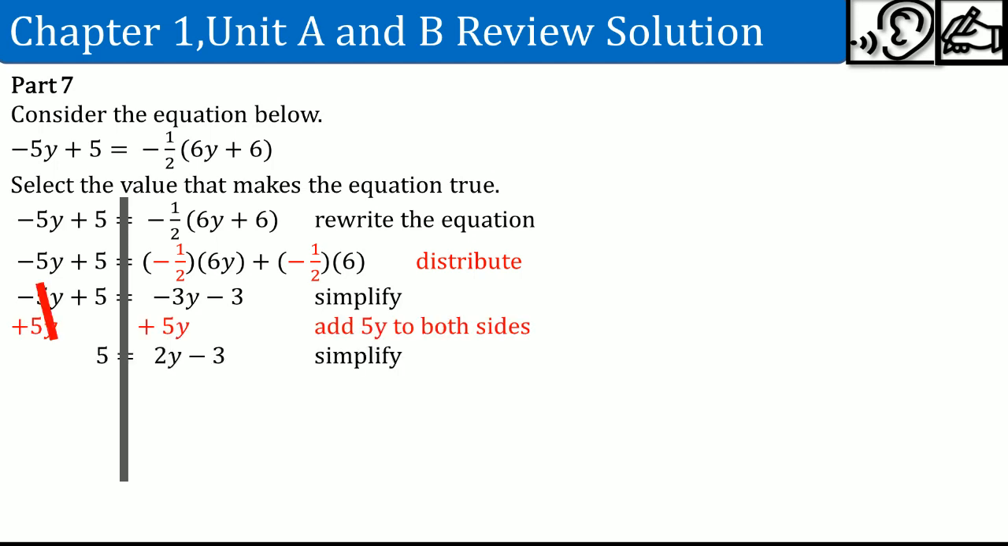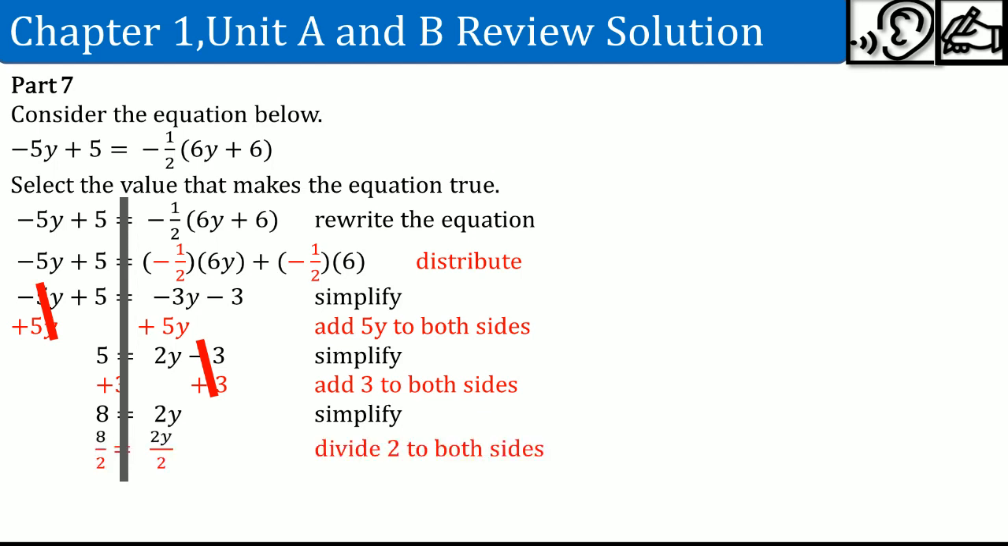The 5 comes straight down on the left-hand side. Negative 3y plus 5y equals 2y on the right-hand side. Bring down the negative 3. Add 3 to both sides. That should cancel out. 5 plus 3 is 8 on the left-hand side, and 2y is equal to the right-hand side. Divide by 2 on both sides. You get y equals 4, which is the letter C.